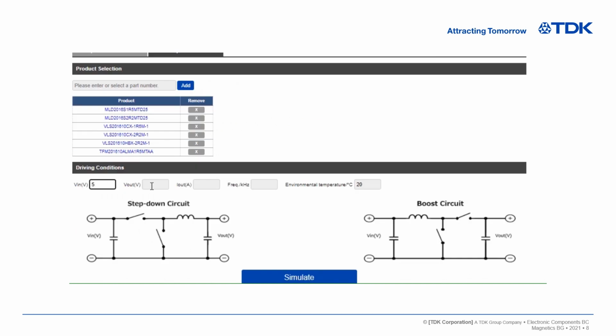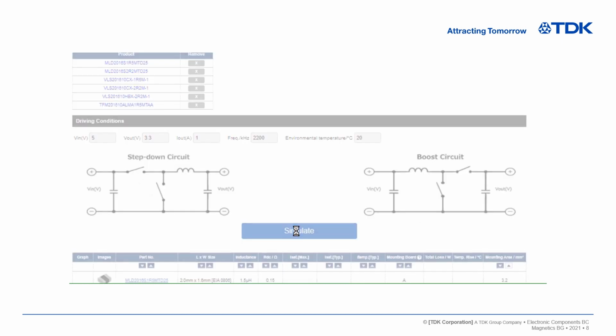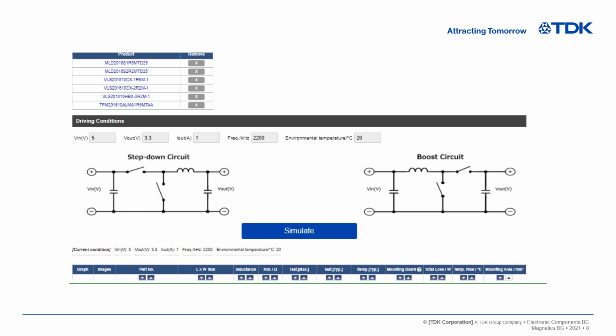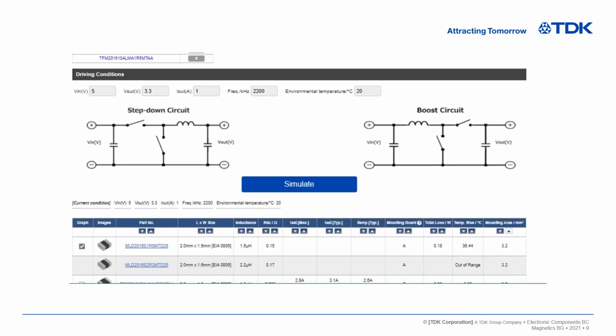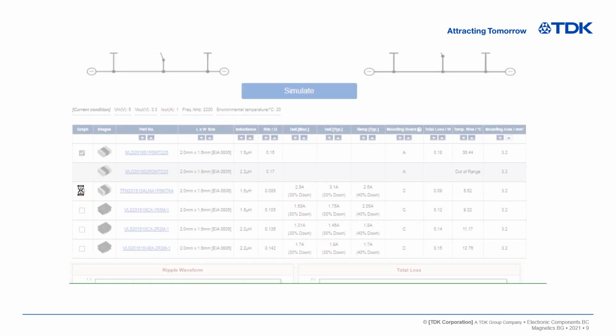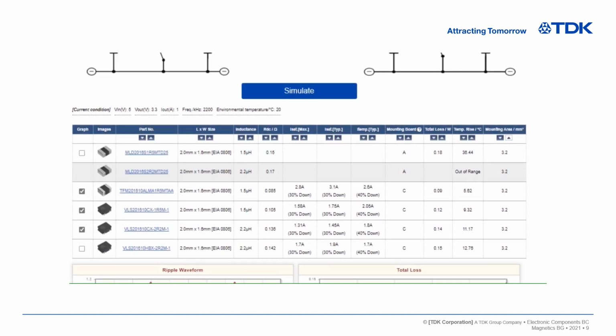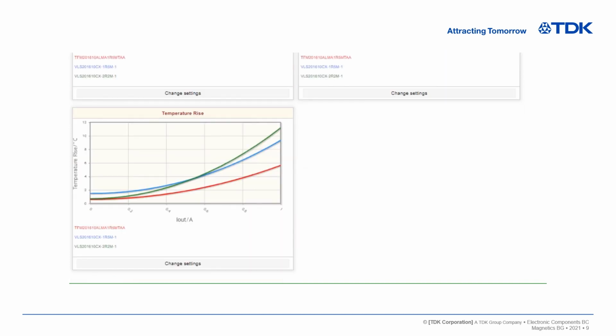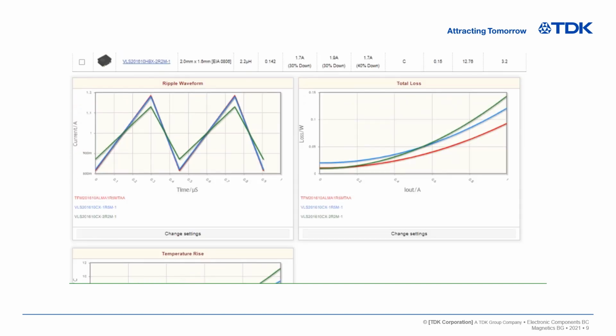Here, enter the expected drive conditions and press the simulation button. Except for product names displayed as out of range, you can select up to 5 types of inductors and compare them in a graph. Here, select 3 types. We were able to compare the ripple current, loss, and temperature rise for the 3 products as well as the circuit conditions.